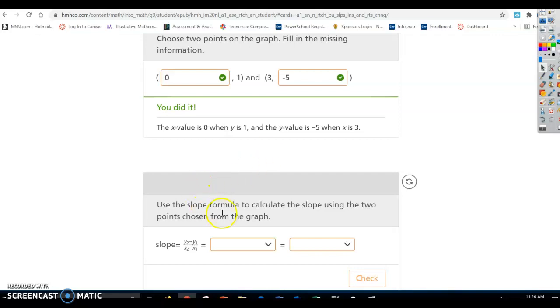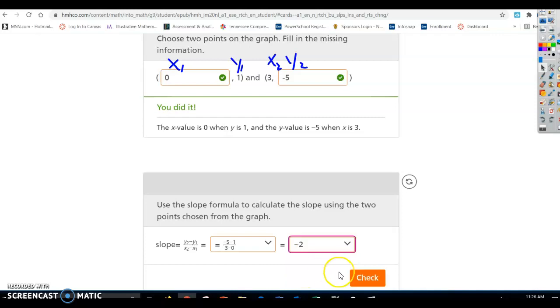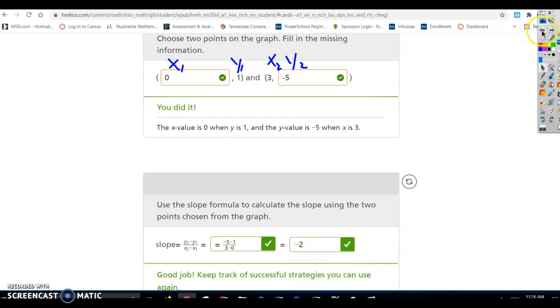Now it says use the slope formula again. Again, we're going to have x and y from our first point, and x and y from our second point. So we've got y2 minus y1: negative 5 minus 1 over 3 minus 0. Negative 5 minus 1 is negative 6. Negative 6 divided by 3 simplifies to negative 2. That's just simplifying the numbers there.